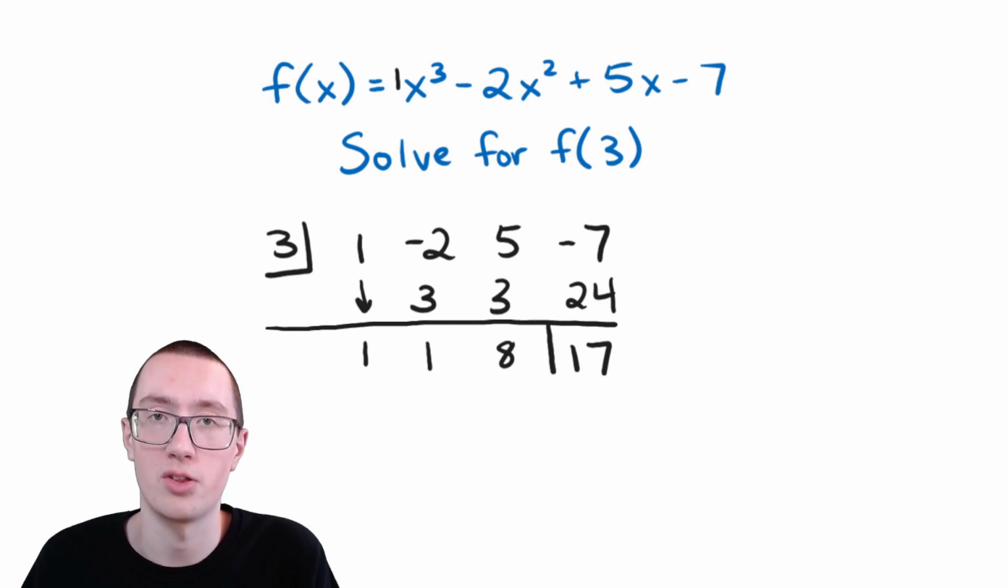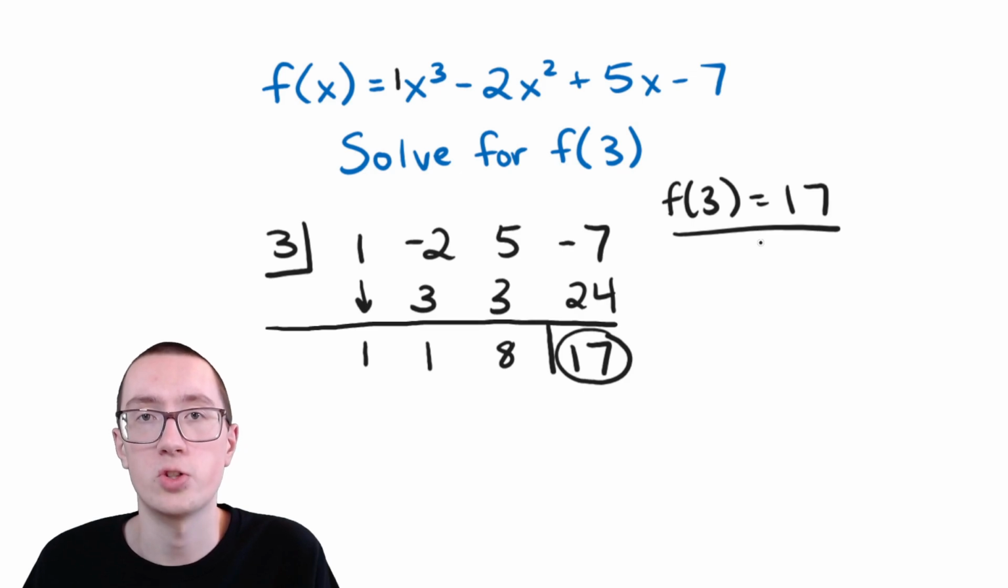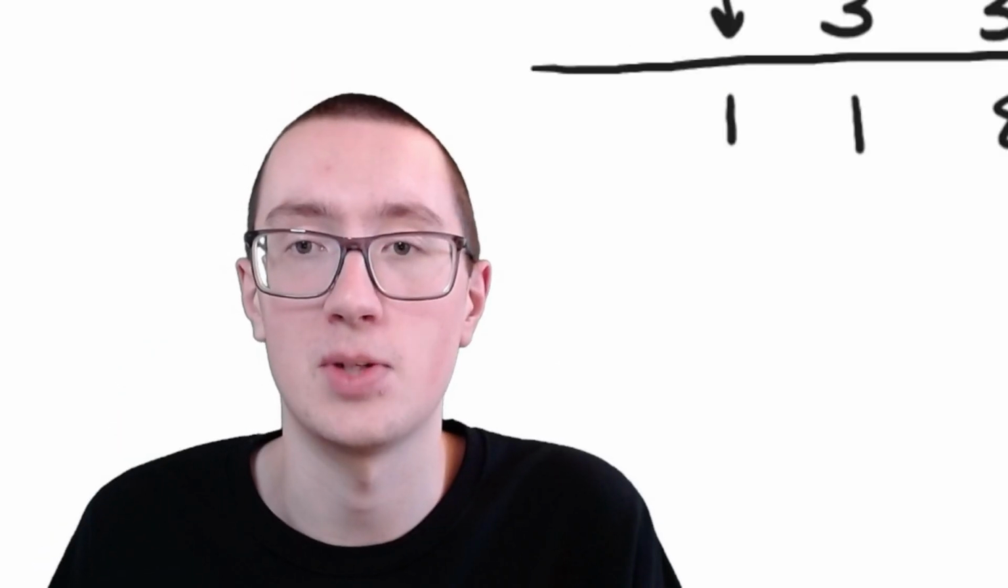Because this is the remainder theorem. And the remainder theorem says that our remainder is our answer. So our final answer is that f of 3 is equal to 17. And there you go. And if you weren't sure if you were right, you could also plug in 3 into x and see if you get 17.